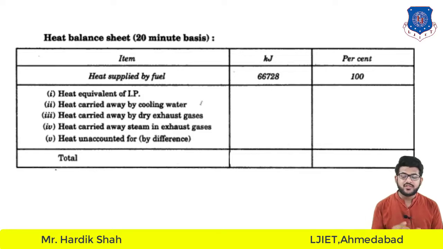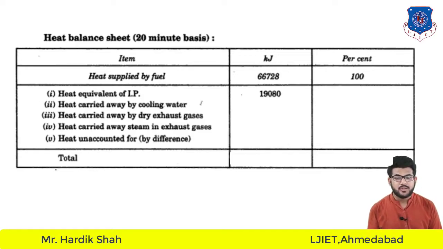Fine. So first we have found the equivalent to IP. So it is 19080, that is 28.60%. See, we have not taken BP here because it is nearly the same as IP. So we have taken the IP here.